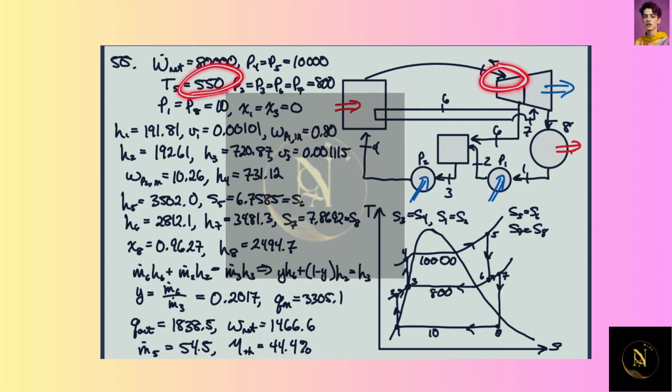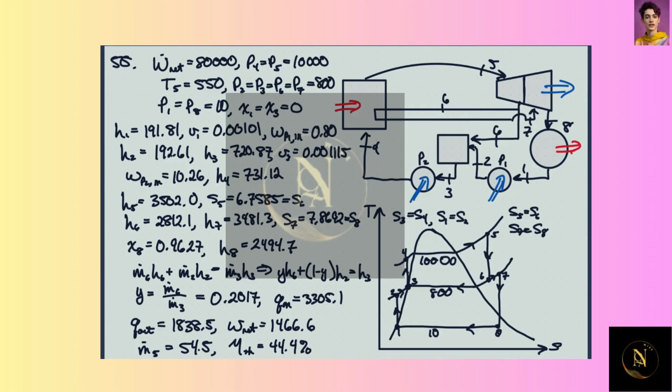Temperature here is 550 degrees C. The low pressure side here at the condenser is 10 kilopascals. And we have quality factors of 1 here and here. So we have condensed liquid in both of these states.